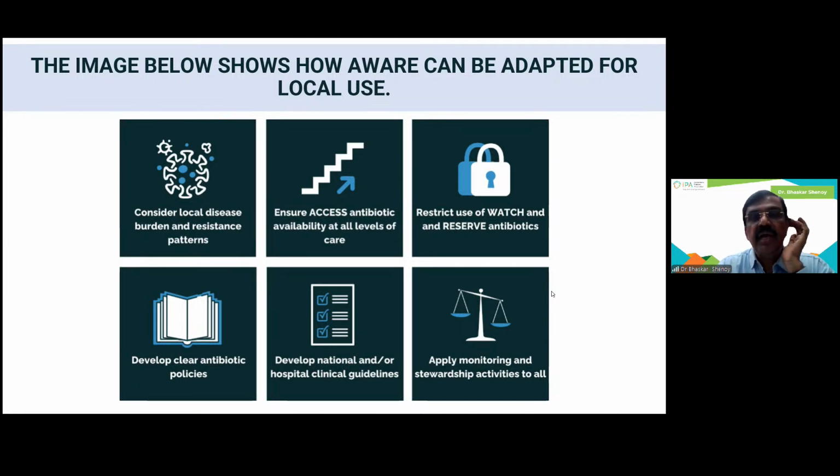This is the first one: access antibiotics availability at all levels, and restrict watch group and reserve group antibiotics. Develop clear antibiotic policies. Develop national or hospital guidelines. Each hospital or each country should have national treatment guidelines. We have, but I think it is 2016 in India, and there is not much of a difference after that. So we need to apply the stewardship activities for all.